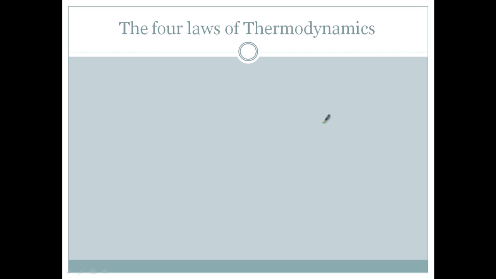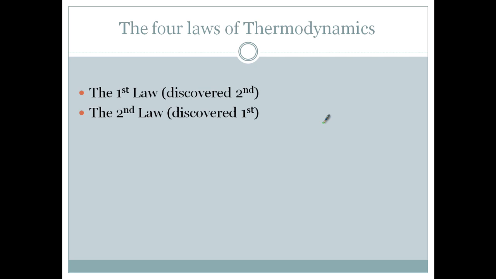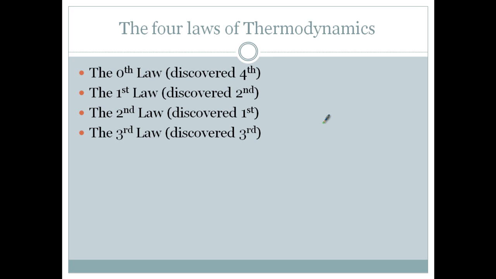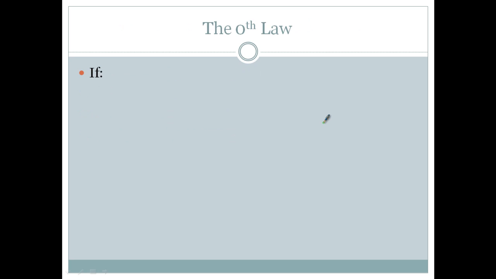Alright, so there are four laws of thermodynamics, and I am going to give them to you in the order they were discovered in, but in the rest of the podcast we're going to go through them numerically. So the second law was actually discovered first. The first law was discovered second. The third law was discovered third. And what about the fourth law? What do you think? Oh, you'd be wrong. It's called the zeroth law, and it was discovered fourth. Haha. So about the zeroth law.